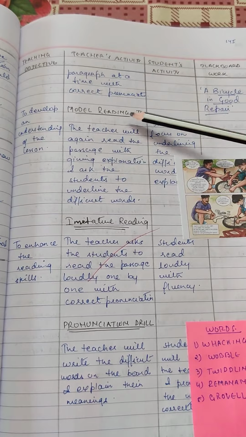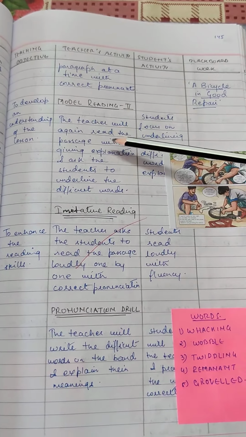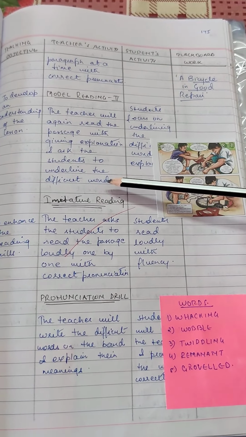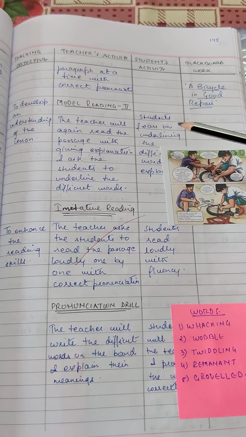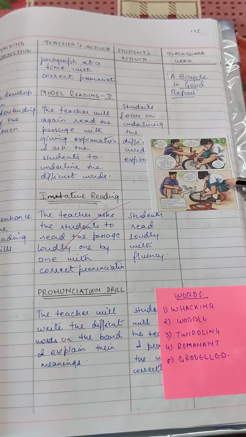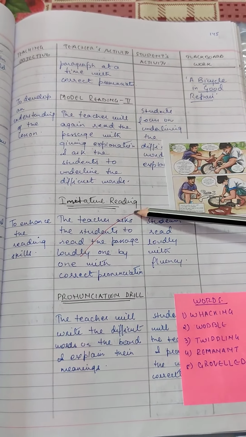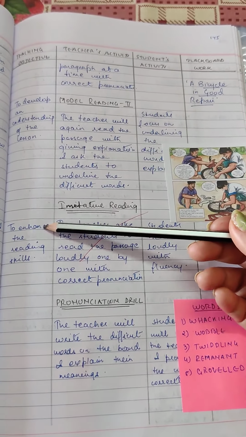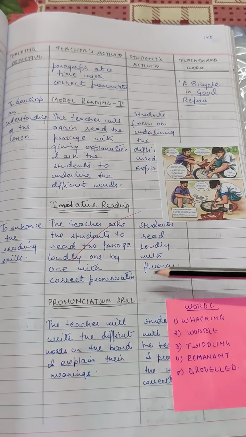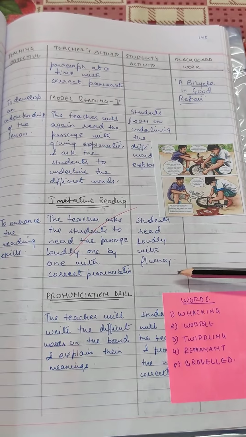Then comes model reading 2. The objective is to develop an understanding of the lesson. Here again the teacher will read the passage, highlight the difficult words and make students underline important points. Students will focus. Here you can stick some miniatures showing the events of the lesson. Then comes the third part, which is imitative reading. The objective is to enhance the reading skills. Here the teacher asks the students to read the passage loudly one by one. Students will read it loudly with fluency.